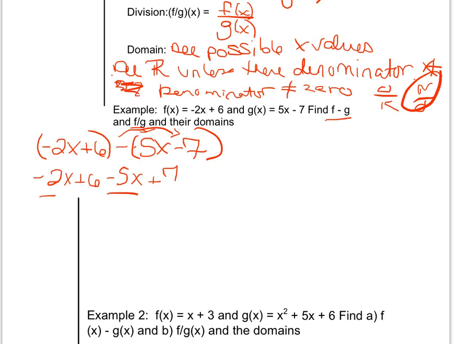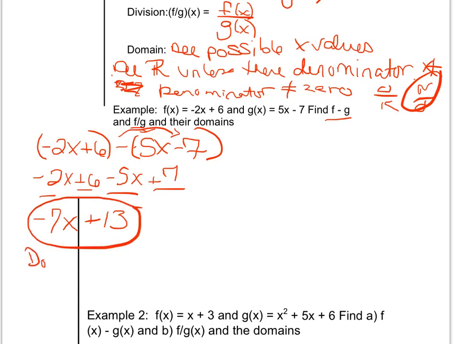Negative 2x and negative 5x is negative 7x. Positive 6 and positive 7 is a positive 13. My new function that results when I subtract g from f is negative 7x plus 13. As far as the domain goes, because there is no denominator, I can say that the domain is all real numbers. Anything will work. But what about the division part of it? What is f over g?